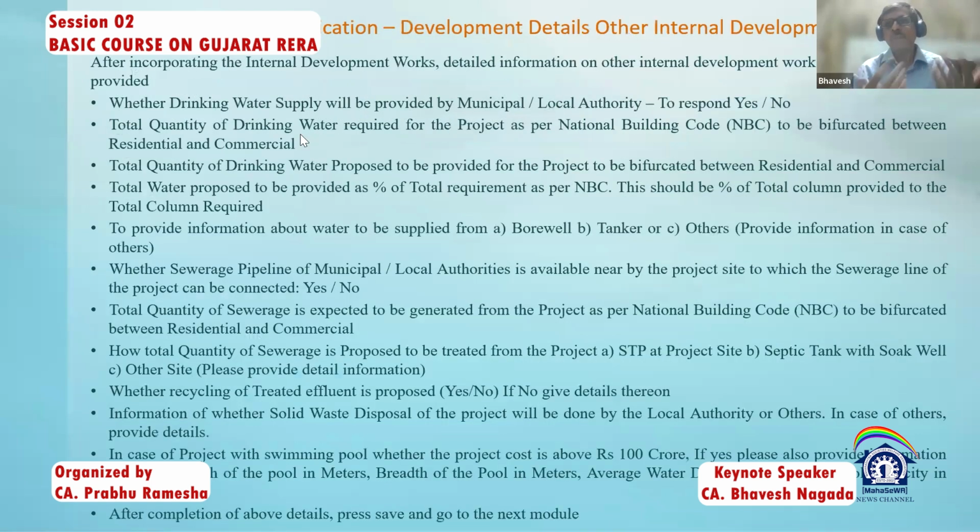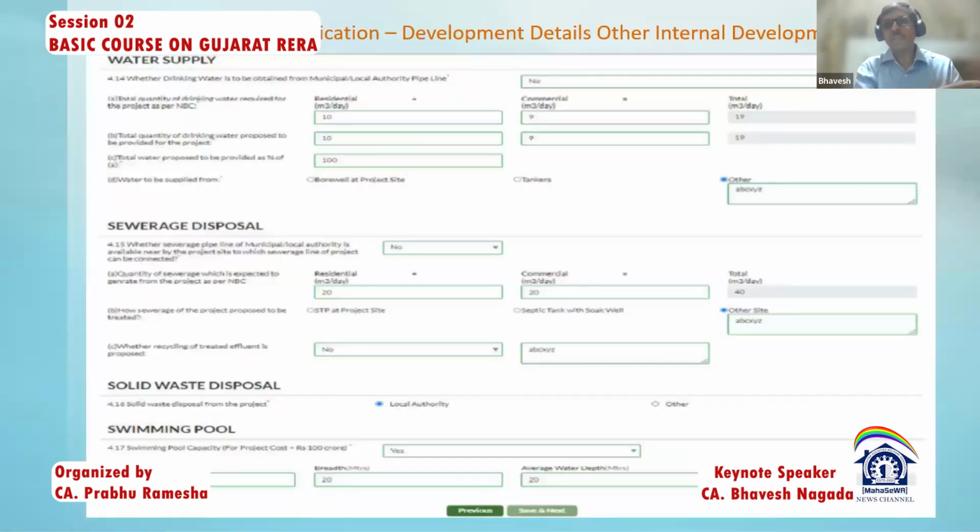Now, after incorporation of the development, inventory and development work, there is a lot of internal development work which needs to be provided separately. This will be the figure which will help you rather than just reading it. Now, if you go to the first thing, whether the drinking water is supplied by the municipal, you have to say yes or no. Again, you have to take the information from the promoter or architect. Architect is the right person.